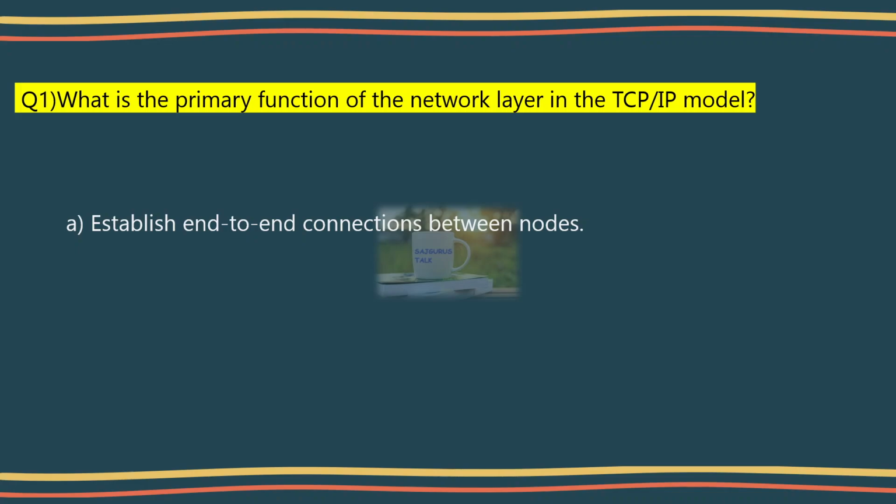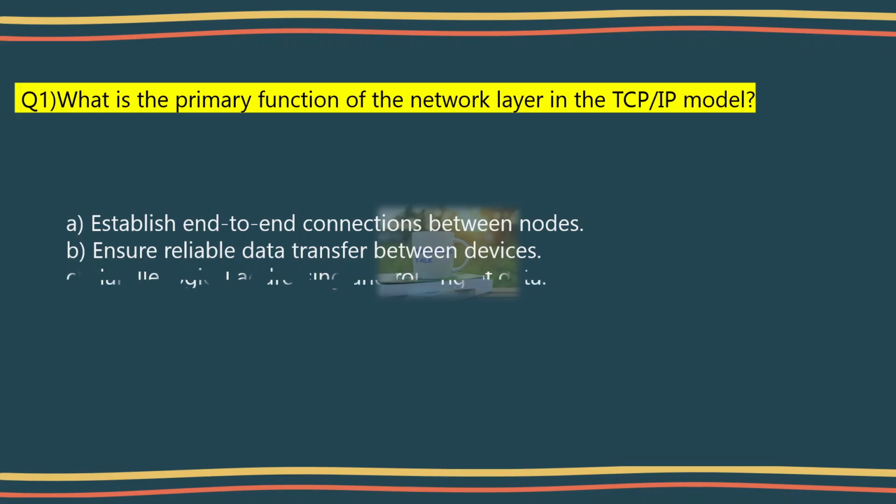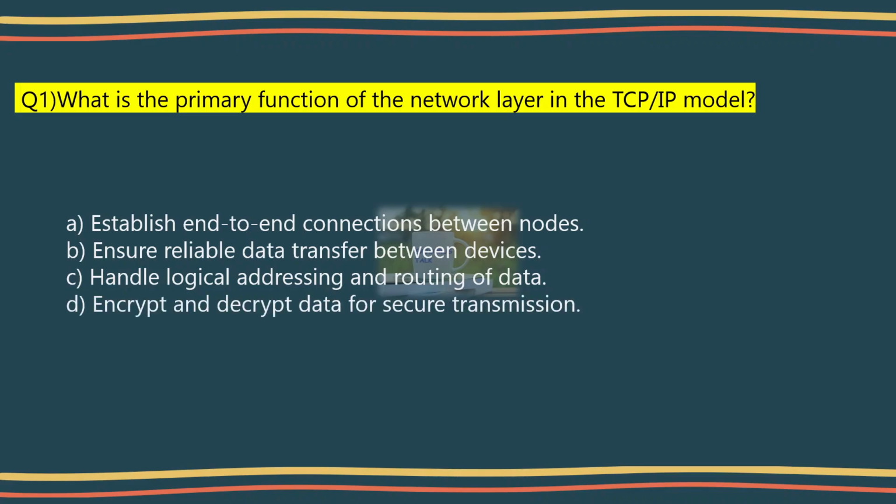Options: establish end-to-end connection between nodes, ensure reliable data transfer between devices, handle logical addressing and routing of data, encrypt and decrypt data for secure transmission. So the network layer is responsible for logical addressing, for example IP addresses, and routing the data packets across the network. So the answer is C, handle logical addressing and routing of data.